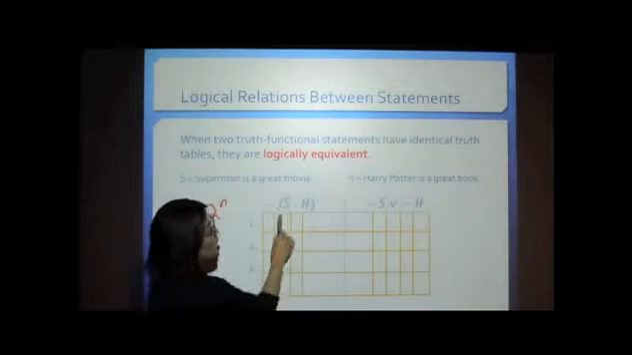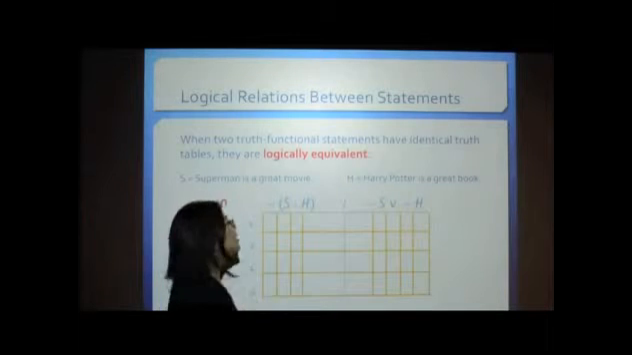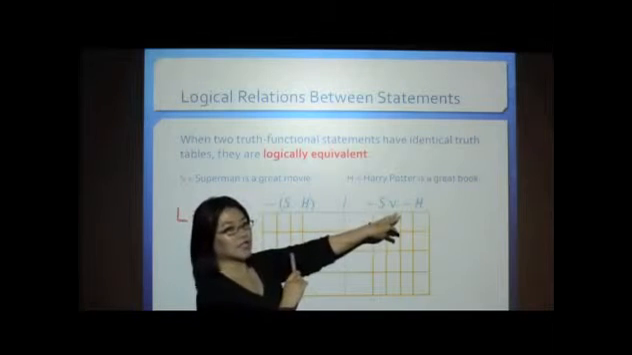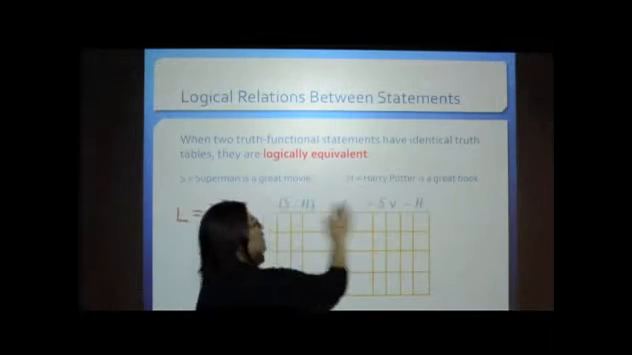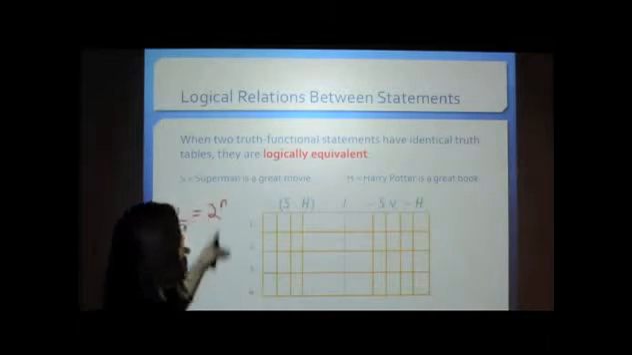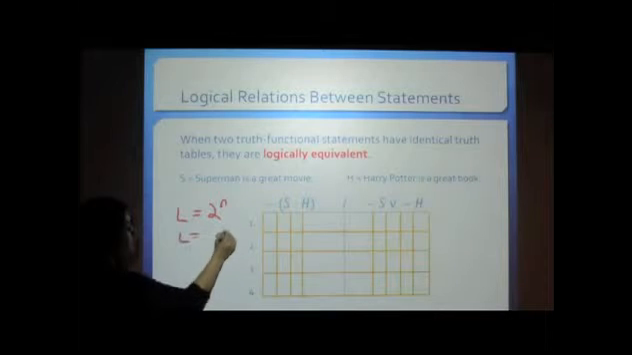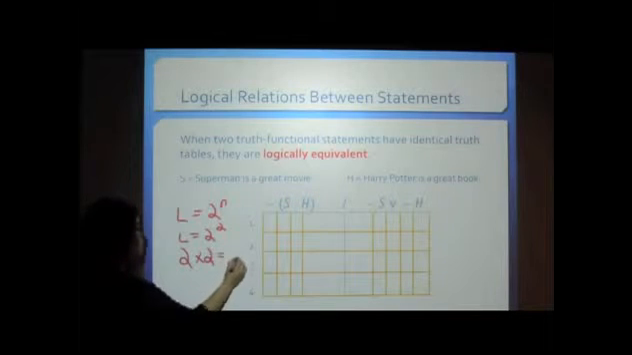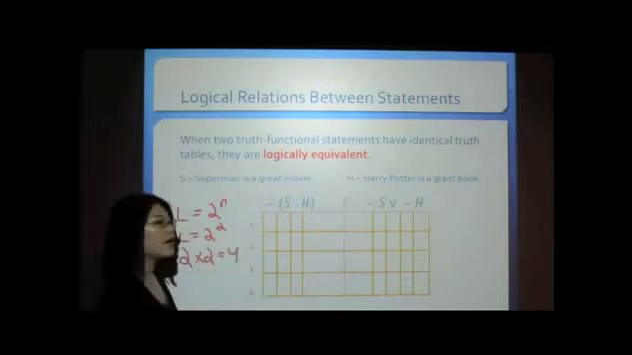So notice here we only have two distinct variables among the statements. So there's an S and there's an H, and this one only has an S and an H as well. So we only have two different distinct variables among the statements. So the number of lines will be 2 to the second power. And that's 2 times 2, which gives you 4. So we have 4 lines here.